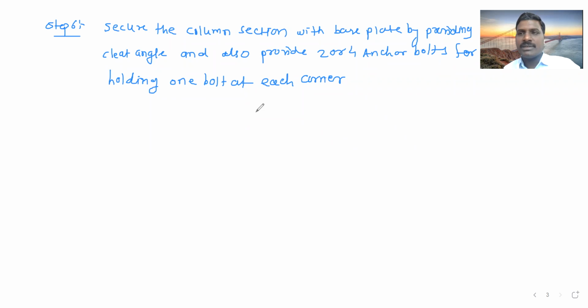No, you are not getting it. Simply read it and tell the meaning of the sentence. Secure the column section with base plate by providing cleat angle and also provide two or four anchor bolts for holding one at each corner. The meaning is: to keep the column section and base plate secure, use cleat angles and 2 or 4 anchor bolts, one at each corner. That's all the meaning is.